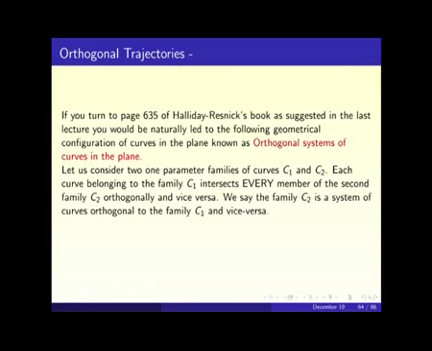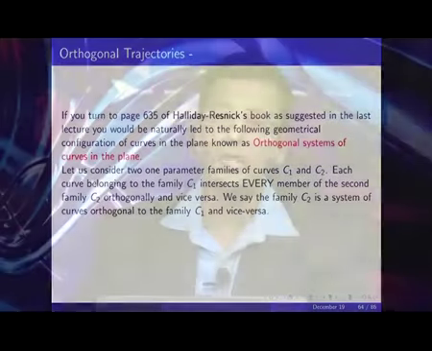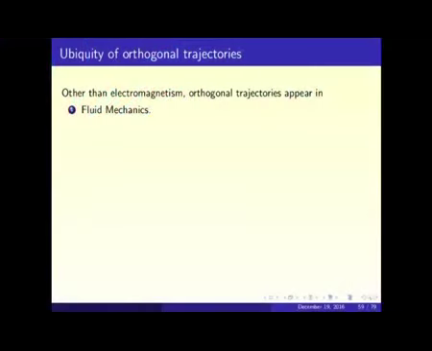The phrase orthogonal trajectories is frequently used in this context. We say that the family C2 is the orthogonal trajectory to the family C1 and vice versa, or we would say C1 and C2 are orthogonal trajectories of each other. They're orthogonal to each other. Why should we study orthogonal trajectories? Who cares about them? Reason number one, they are beautiful. Geometry is always appealing. They are pretty things. So that's good enough reason.